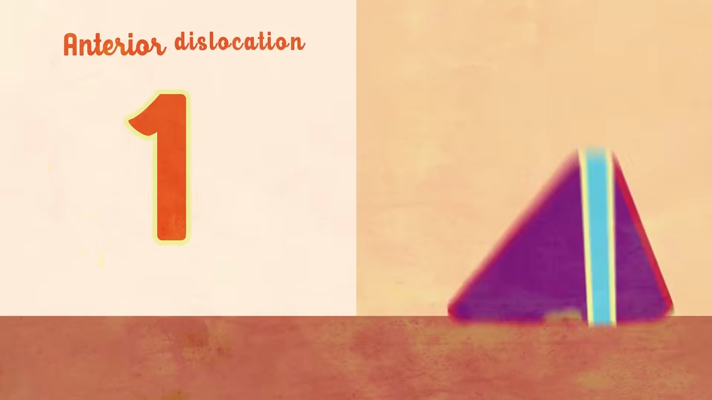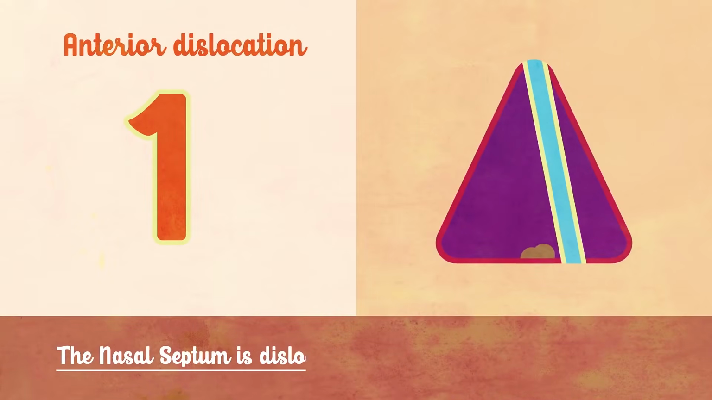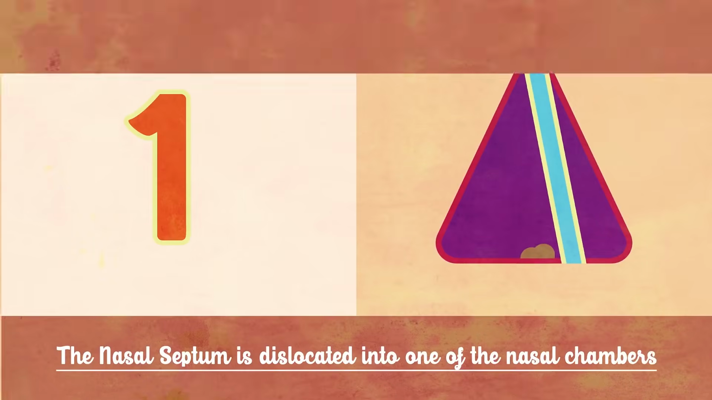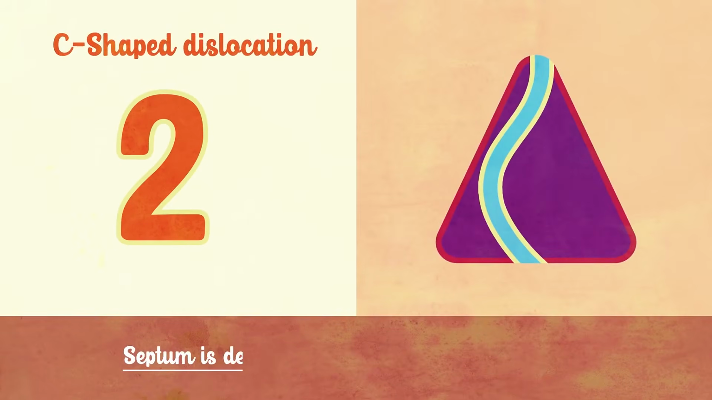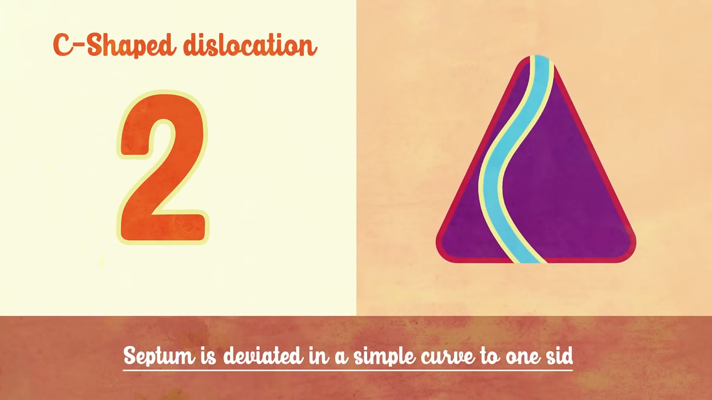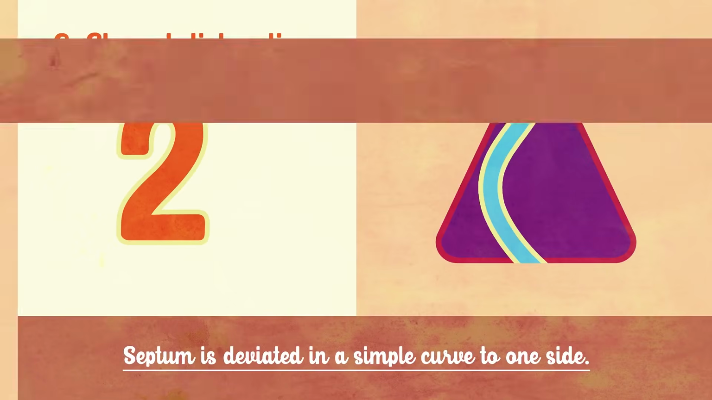Types of DNS. 1. Anterior dislocation. The nasal septum is dislocated into one of the nasal chambers. 2. C-shaped dislocation. Septum is deviated in a simple curve to one side. Compensatory hypertrophy of turbinates occurs on the other side.